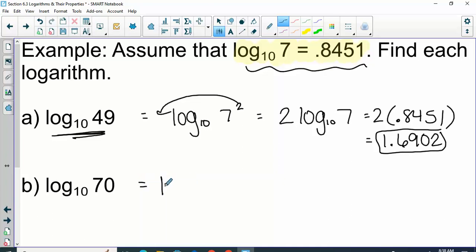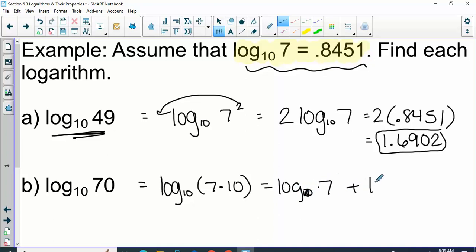How would I rewrite 70? 70 is 7 times 10. So properties of logs, if you have things being multiplied, you can add their individual logs together. So log base 10 of 7 plus log base 10 of 10. That one's one. So then, log base 10 of 7, I gave you the decimal to use for that. Log base 10 of 10, that means 10 to what power equals 10?